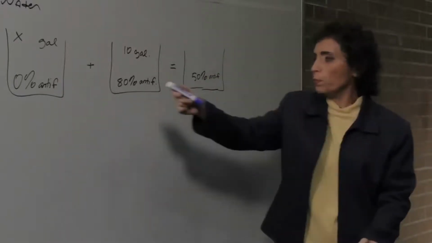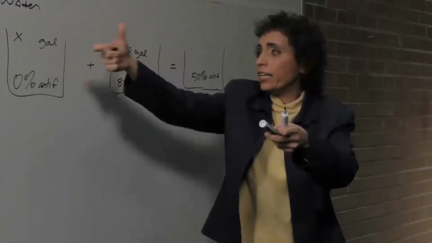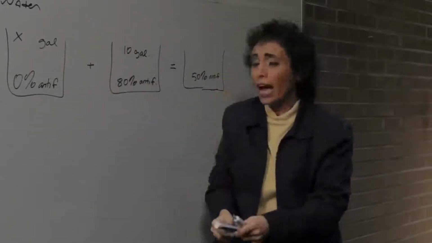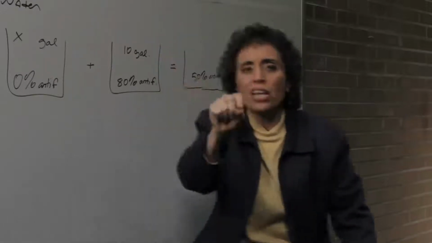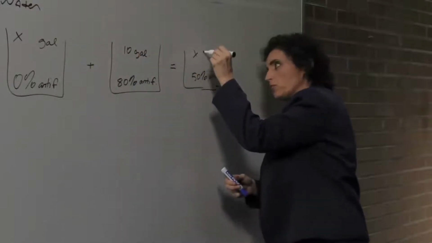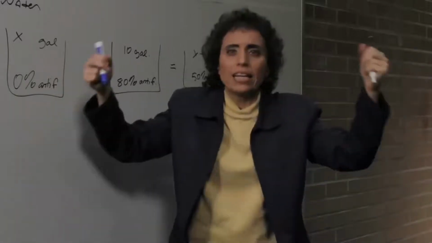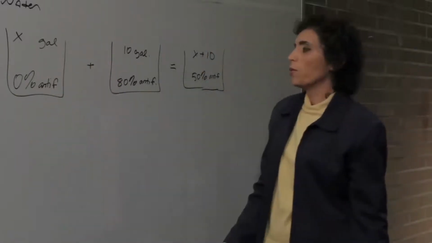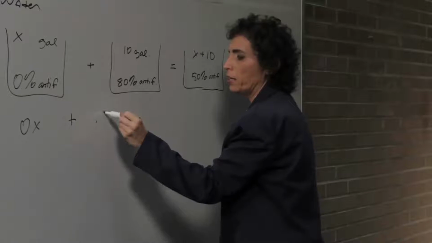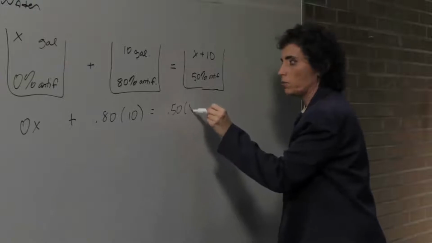Okay, now, here we have all the bottoms. We now need all the tops. Remember from that other thing that I did earlier with that red and green stuff? I'm taking the X and I'm adding it to the 10. If I take X and I add it to 10, what do I have? Not 10X, because 10X means I'm multiplying. X plus 10 is X plus 10. It's so easy, it's hard. I have X gallons, I add it to 10 gallons, I have X plus 10 gallons. Make sense? Okay, here we go. Now I just multiply. This is 0X plus 80% times 10 equals 50% times X plus 10.